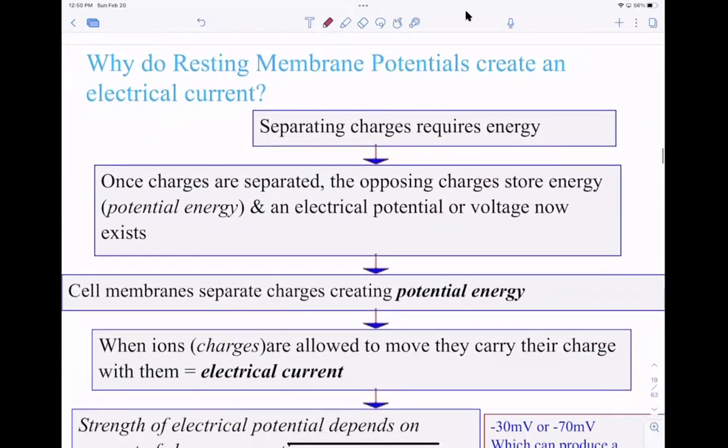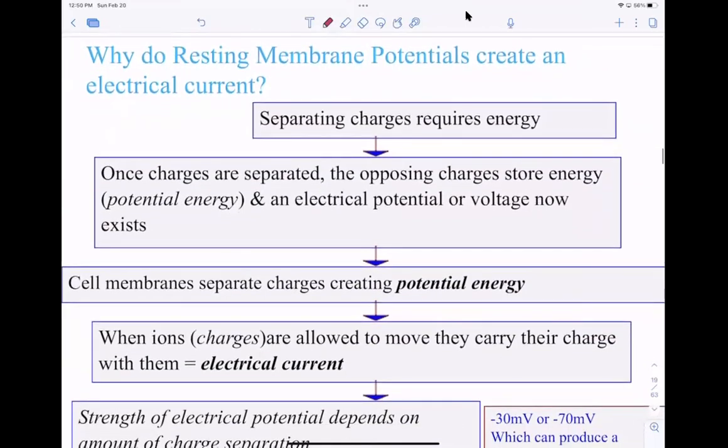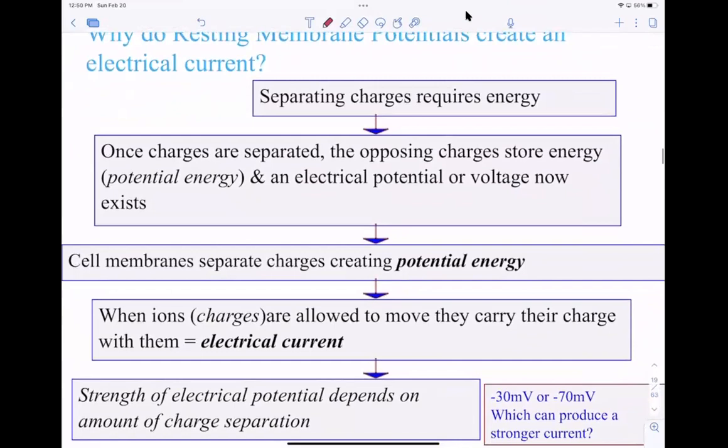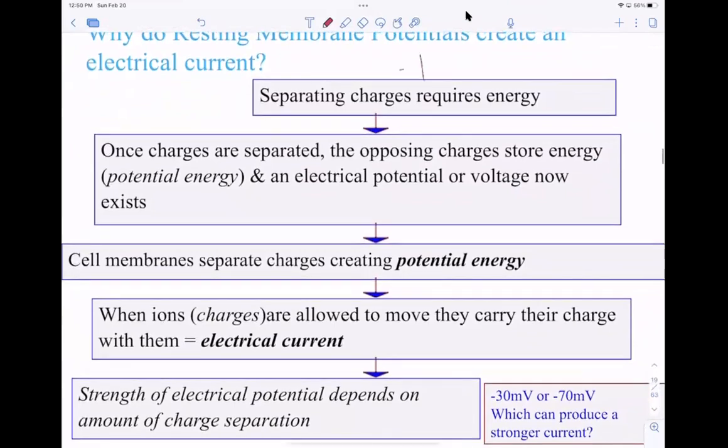So why do resting membrane potentials create an electrical current? Well, again, when you have a membrane and you separate the charges, remember, there's more sodium out here and more anions in here, and here's the membrane.